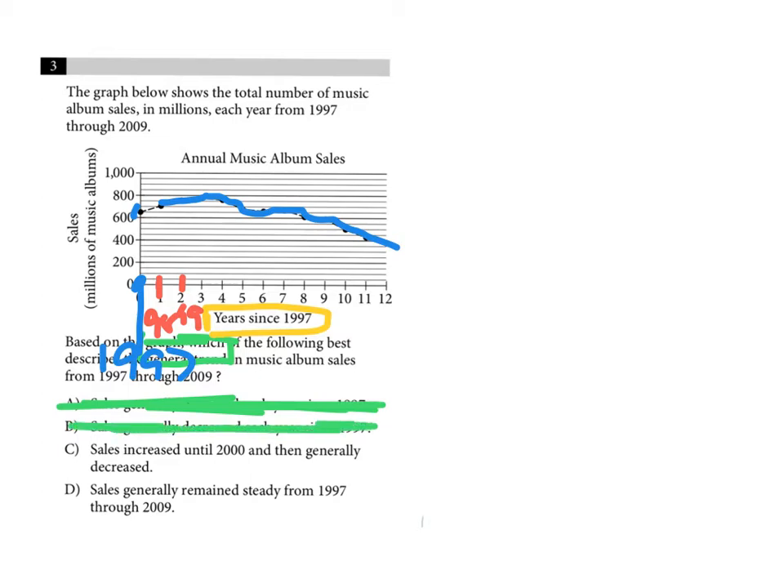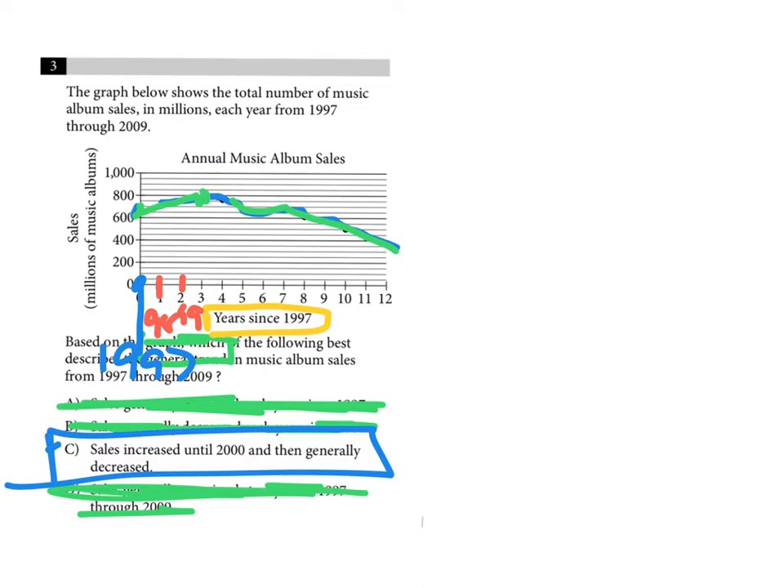Then it says letter C, sales increased till about the year 2000. It kind of looks like it increased until about the year 2000 and then generally decreased. So if I had to go with an answer choice, it looks like that's probably the one. Letter D, sales generally remain steady. No, it looks like there was a general negative trend. So that's why here our answer is letter C.